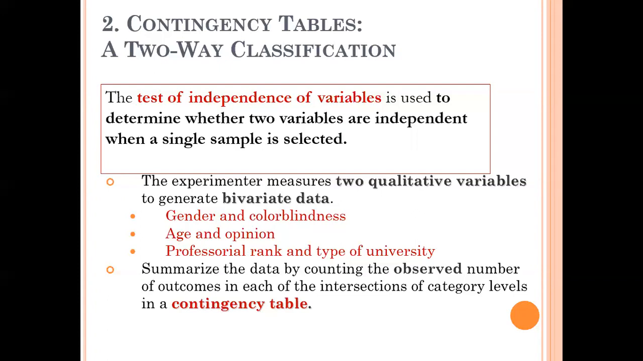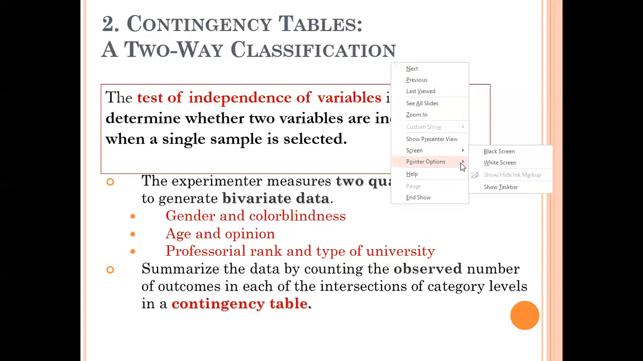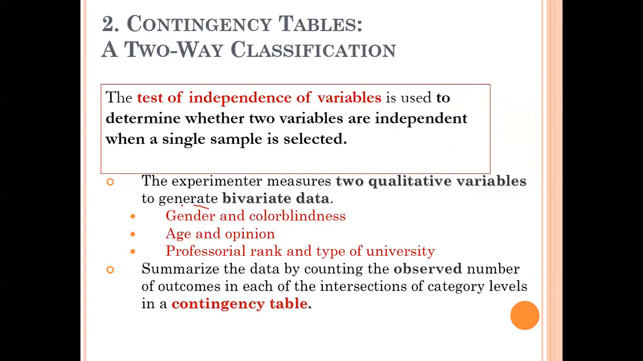Usually in chi-square analysis, we want to measure the relationship between two categorical variables. For example, between gender and color blindness. These are two examples of categorical variables. Maybe also between the variable of age and the variable of opinion, but all of this is based on categorical data, that means nominal or ordinal data. And maybe, for example, between professorial rank and the type of university.